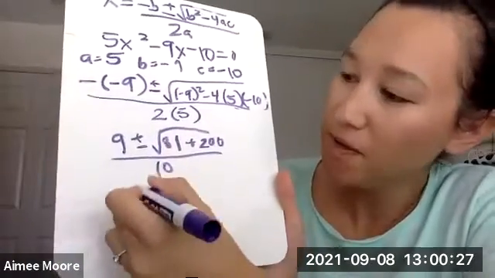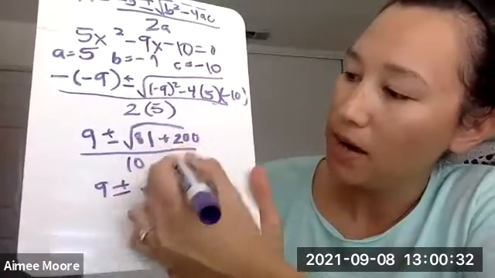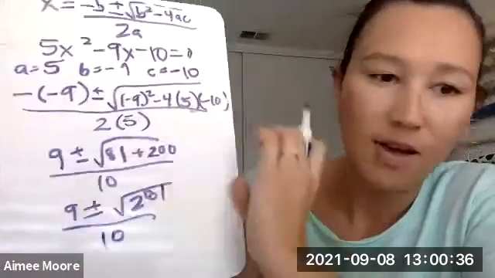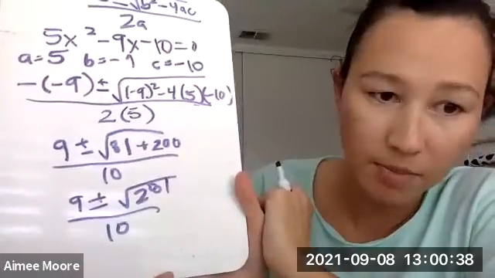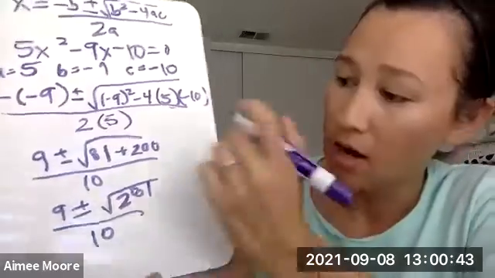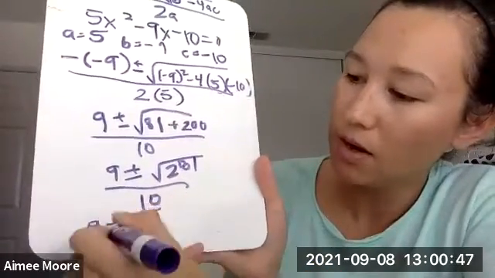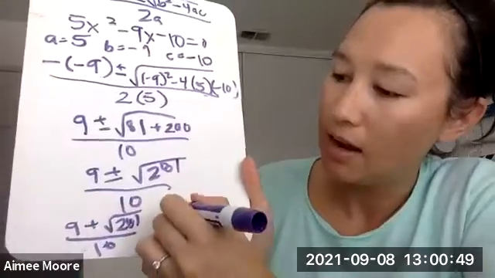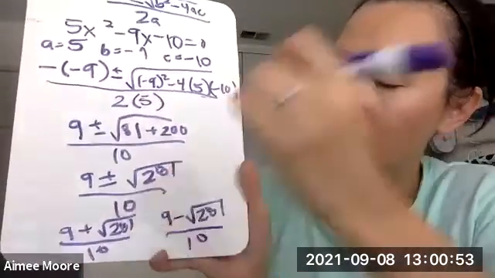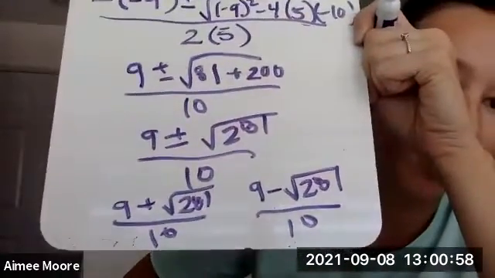Okay, and then we're going to simplify until we can't simplify anymore. So we can do 81 plus 200, and we get 281 divided by 10. And it doesn't look like we can simplify anymore. So that's our answer. 9 plus the square root of 281 divided by 10, and then 9 minus the square root of 281 divided by 10. Those are our 2 answers that we get using quadratic formula.